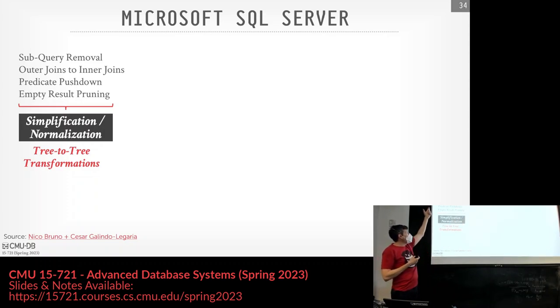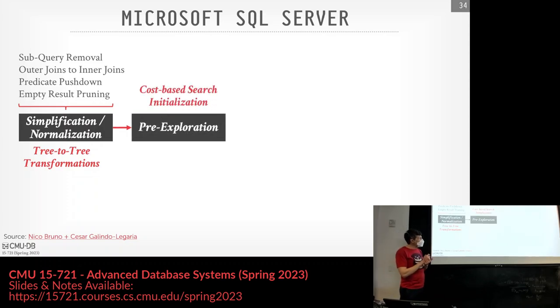So predicate pushdown we talked about, converting outer joins to inner joins, of course. Subquery removal, if possible, which in Microsoft's case they can't always do. And then empty result pruning: if one table is empty and I'm joining with it, I know it's not going to produce any results, and therefore I can propagate the empty result to everyone else. So we do tree-to-tree transformations, again, just matching our patterns and applying our rules.